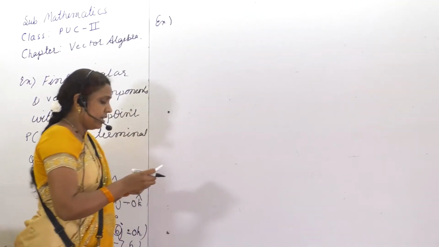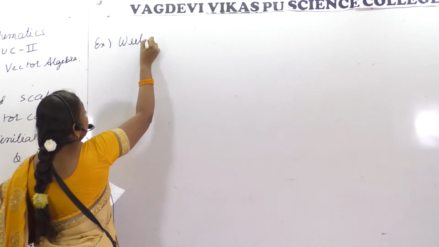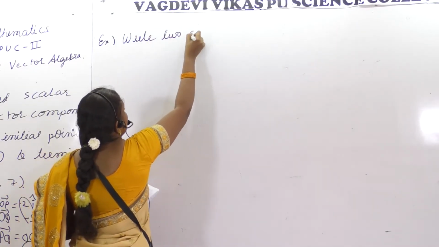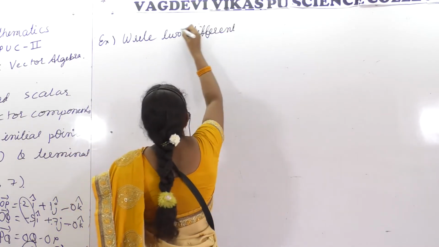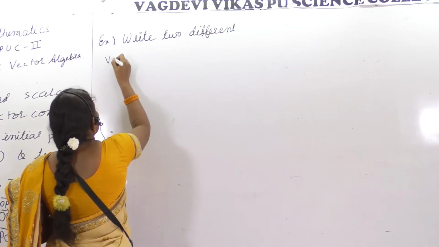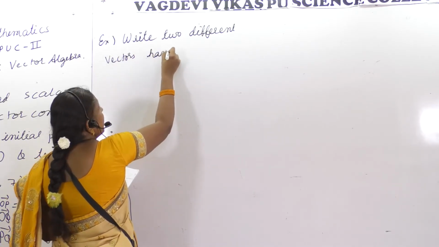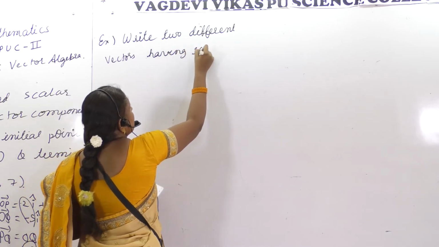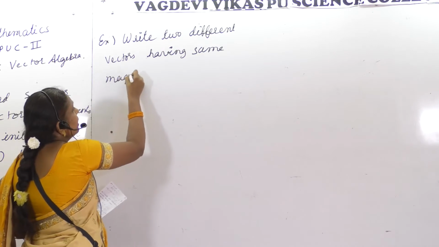The question is, write two different vectors having the same magnitude. See, this is the same magnitude, length you can say.